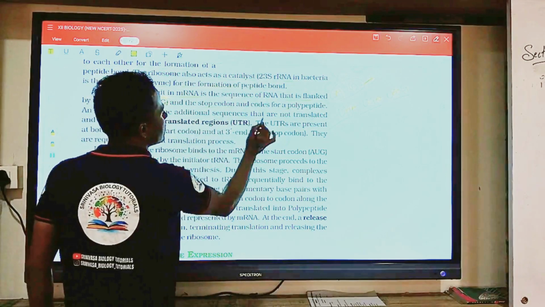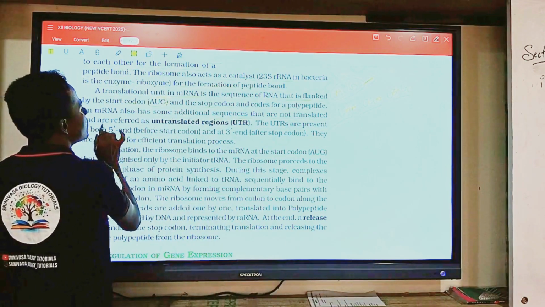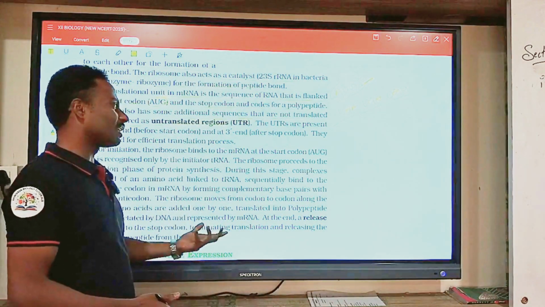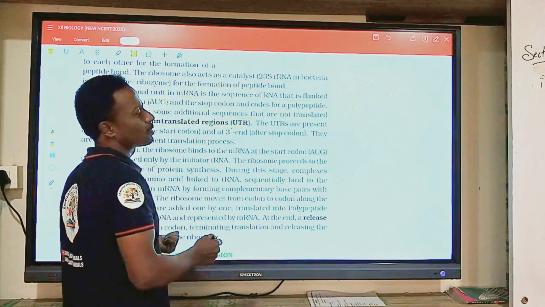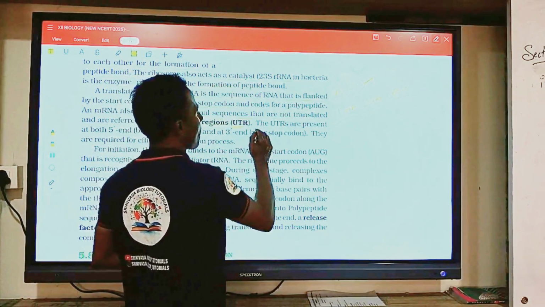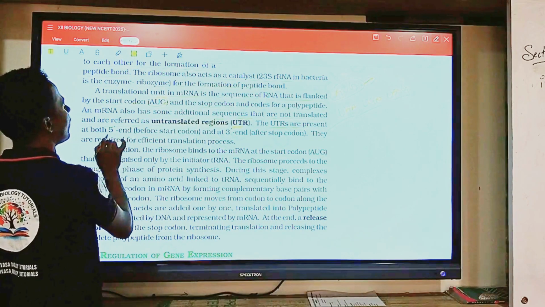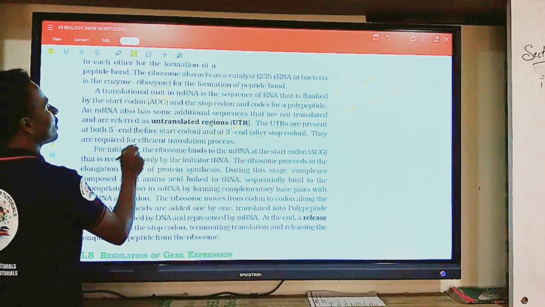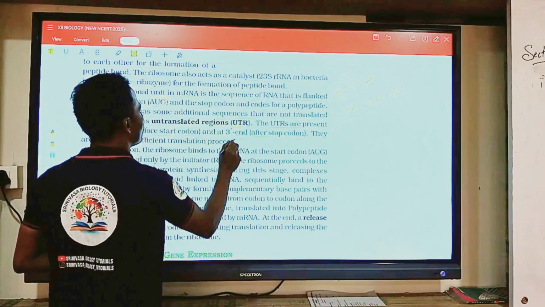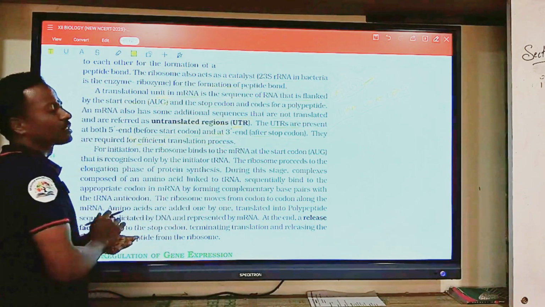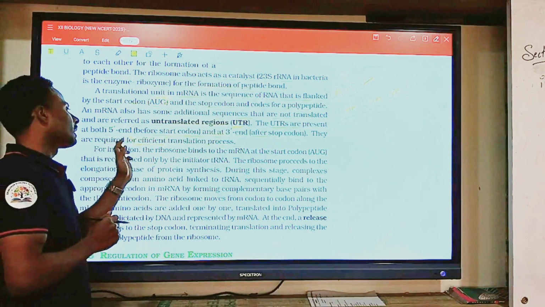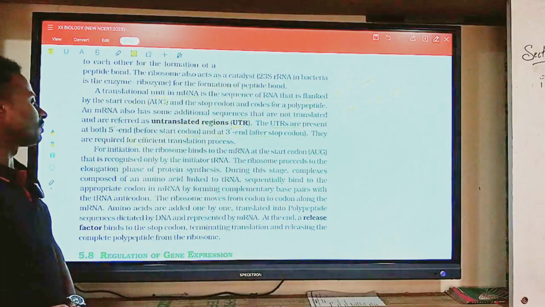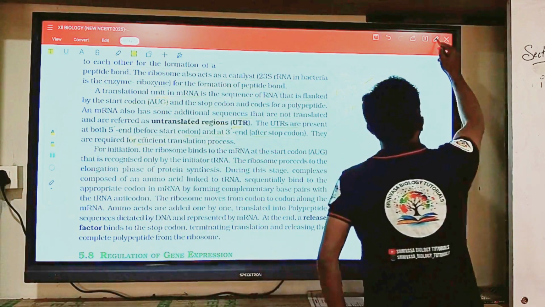The mRNA also has additional sequences that are not translated, which are referred to as untranslated regions. Where the information does not pass, that region is called what? The UTR, the untranslated regions. The UTR present at the 5' end before the start codon, and the 3' end after the stop codon, is required for the efficient translation process. Very, very important, this point. The stop codon function is required for efficient translation.